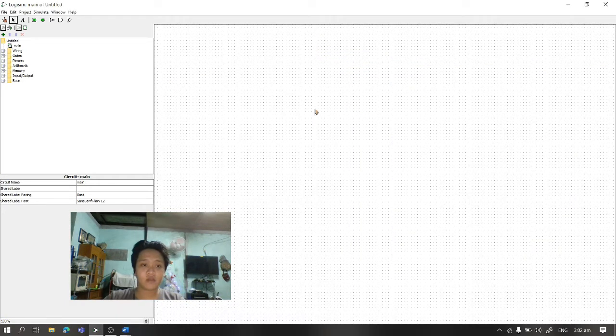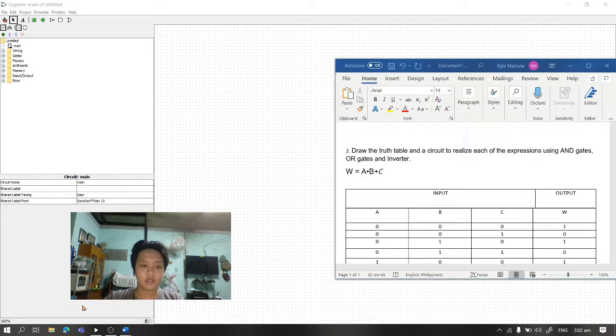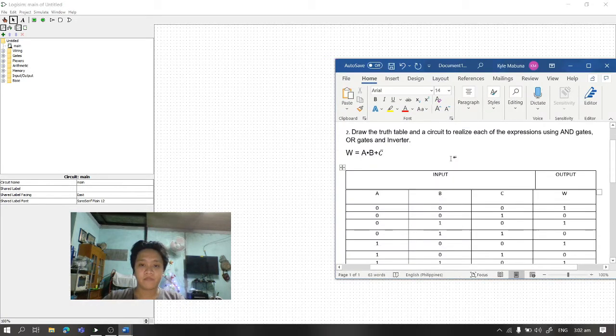For the next one, the second problem, number two: draw the truth table and the circuit to realize each expression using AND gates, OR gates and inverters. Our next problem is W. The output W is equal to A times B plus C not. So let's do this first.